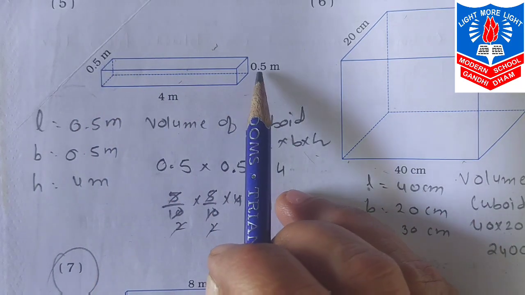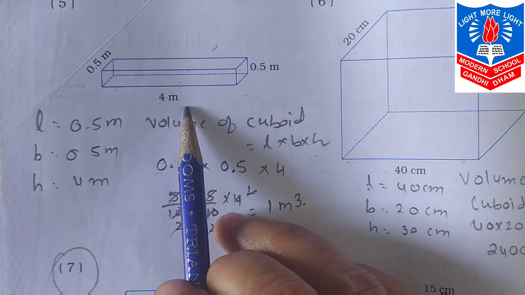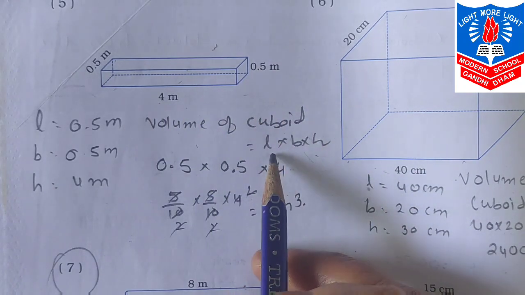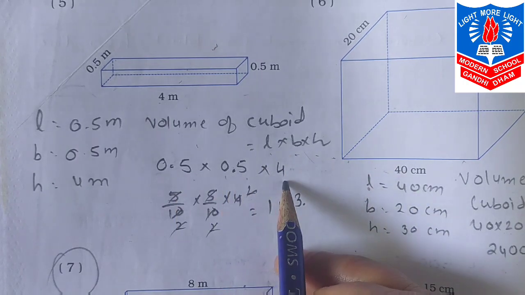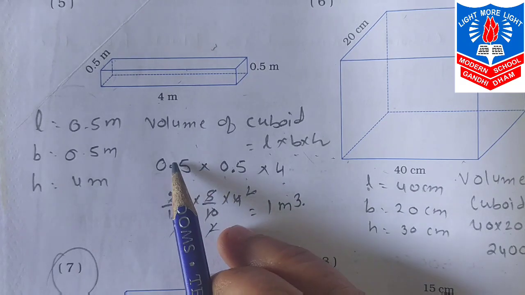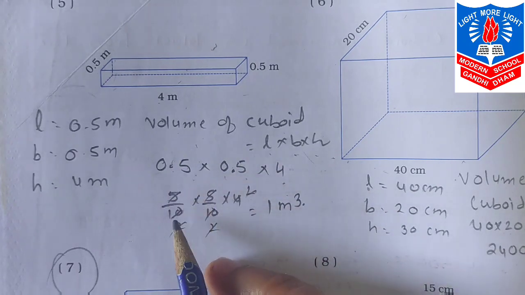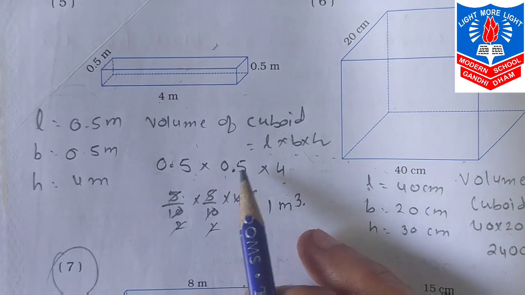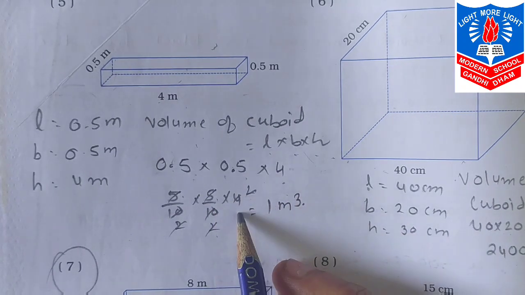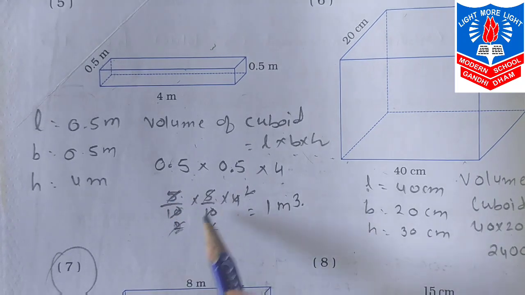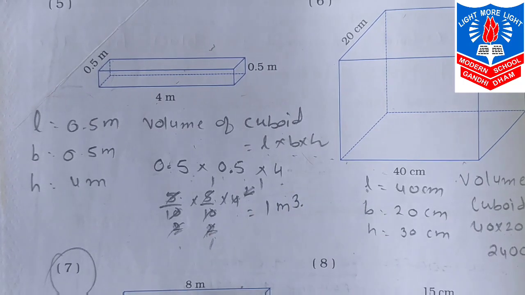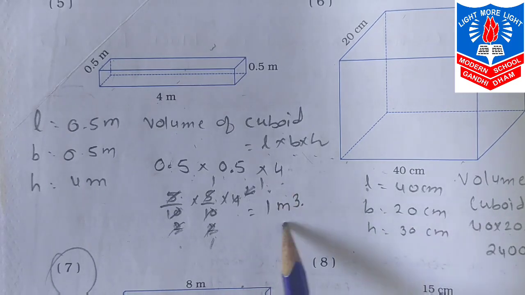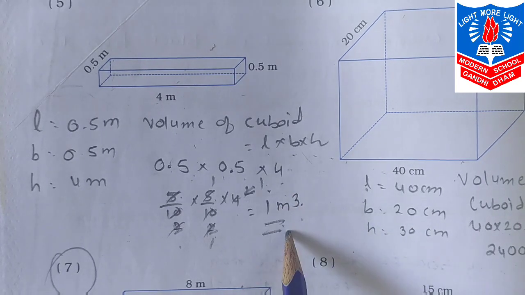The fifth one, this shape, here length 0.5 meter, breadth also 0.5 meter and height is 4 meter. So volume of cuboid is equal to length into breadth into height. Length 0.5 into 0.5 into 4. 0.5, so we remove the point and put 10 below. So I write here 5 upon 10, same way 5 upon 10 into 4. 5 ones are 5, 5 2s are 10, then 2 ones are 2, 2 2s are 4. It means 1 only. So 1 meter cube, that is the answer.